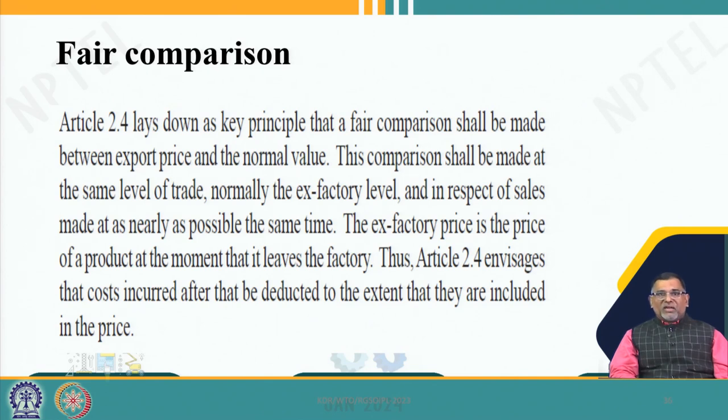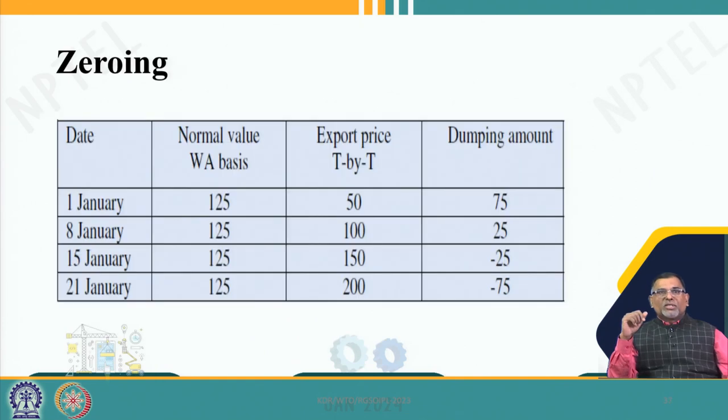According to Article 2.4, what are the key principles of a fair comparison? This comparison may be made at the same level, possibly at the ex-factory level, and also for sales at the same time. It means all the sales are to be taken in the same period of time and at the same level of sale. So, ex-factory prices of a particular product are to be taken into consideration, and other costs are also to be included. What are the other costs to be included in the price? For example, the transporting cost or loading, unloading and other costs are also to be taken into consideration. So, a fair comparison is to be made, and the guidelines given under Article 2.4 are to be taken into consideration.